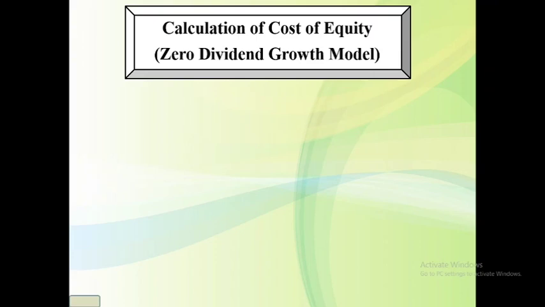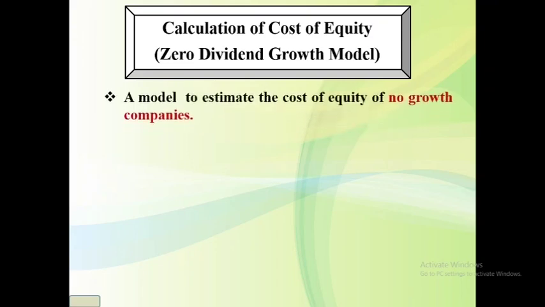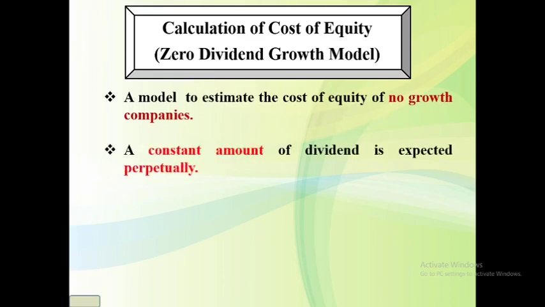Now, we see how to calculate the cost of equity by using the zero dividend growth model. Zero dividend growth model is a model to estimate the cost of equity of no growth companies. Here, a constant amount of dividend is expected perpetually.